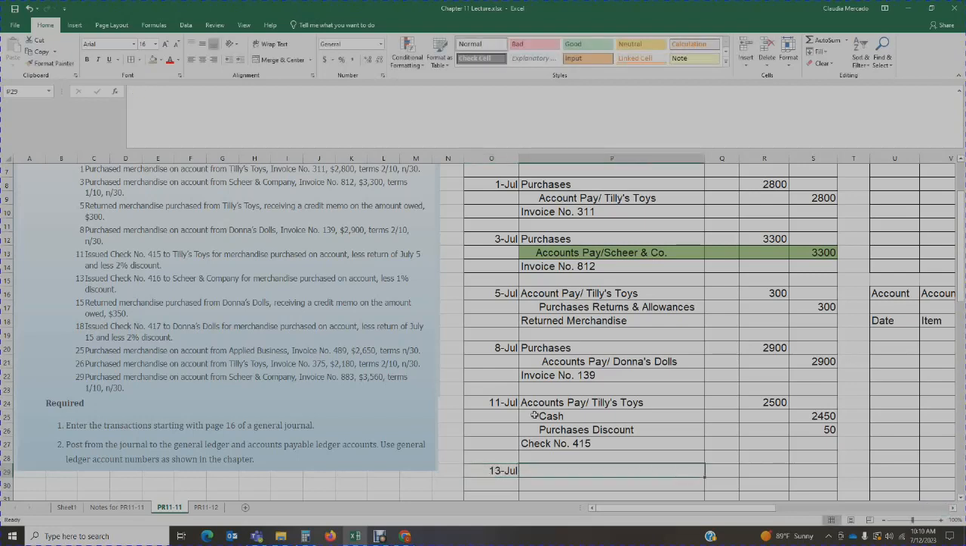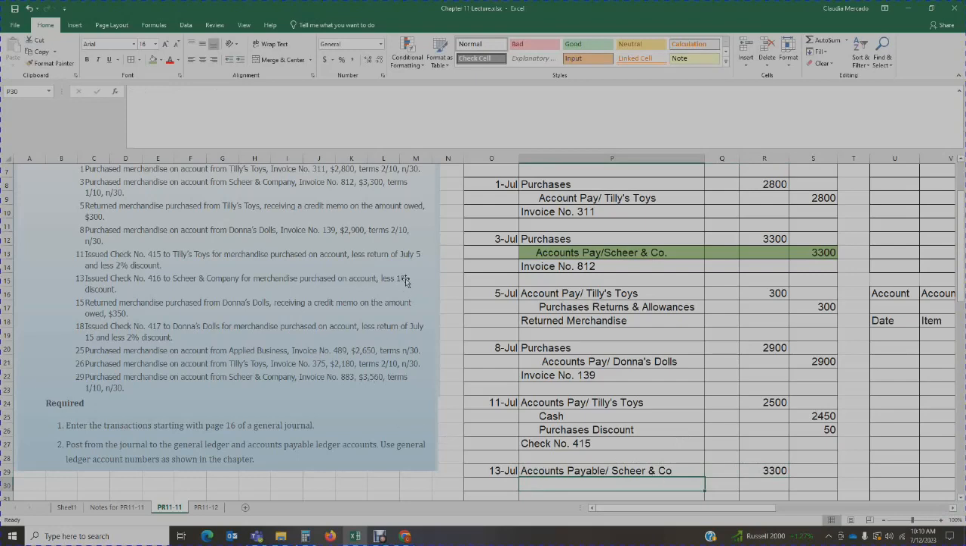So we owe accounts payable $3,300. Now we're going to make a payment, so I need to clear that credit. How do I clear it? I clear it by debiting it. Okay. So we've got accounts payable, Shear and Company, and we're going to debit it $3,300 to clear that accounts payable balance.